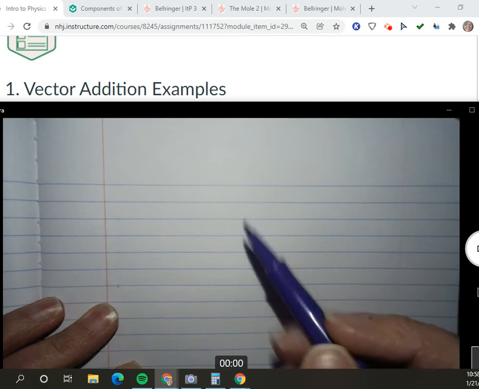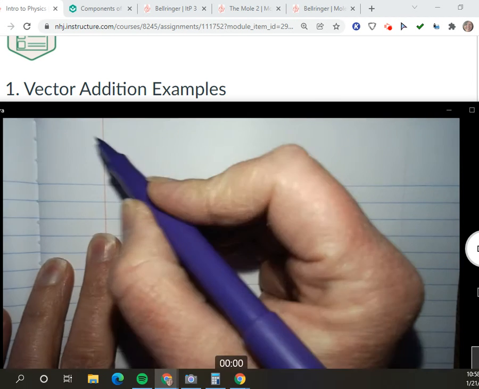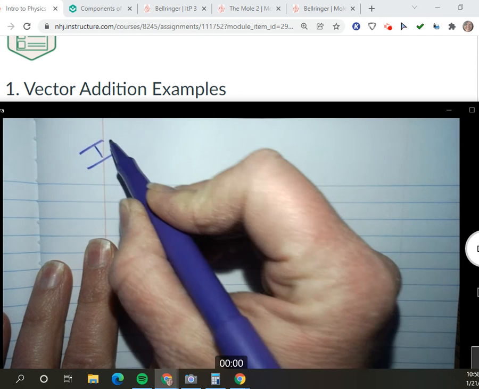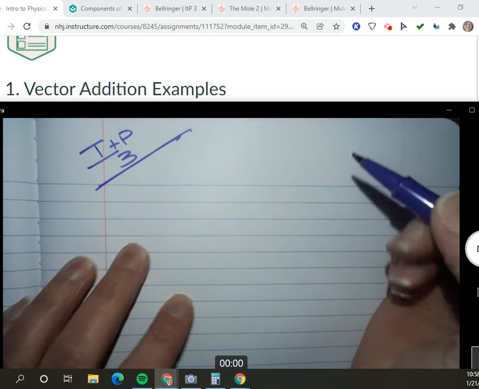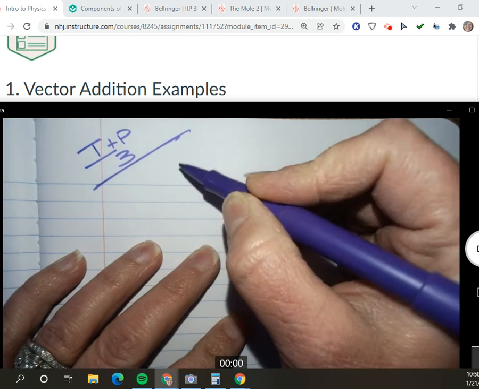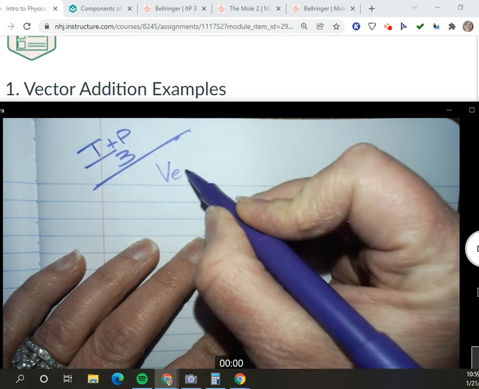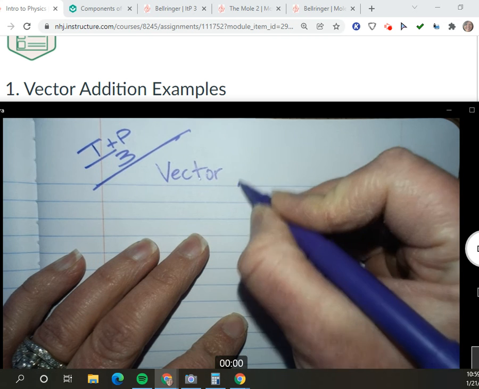Yes, start recording. All right, so let's consider, we're going to title these notes ITP 3, Introduction to Physics 3, and we are doing vector addition.